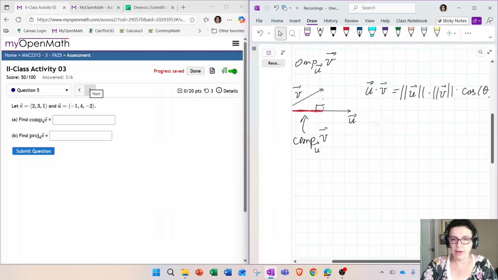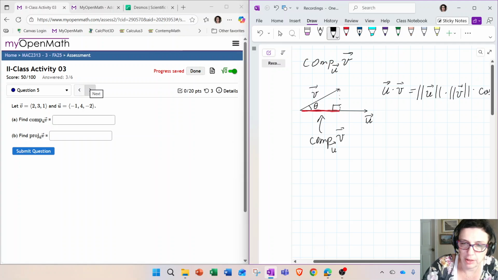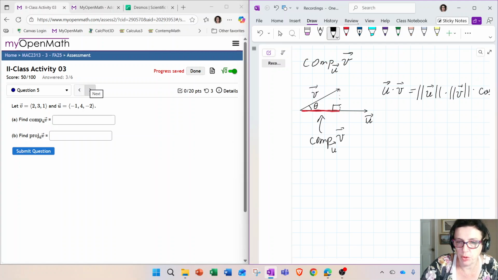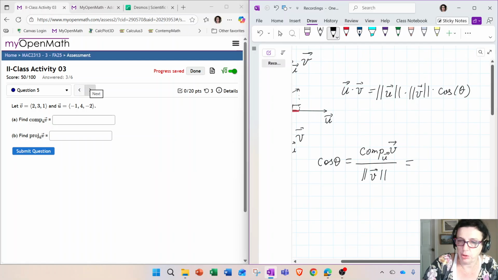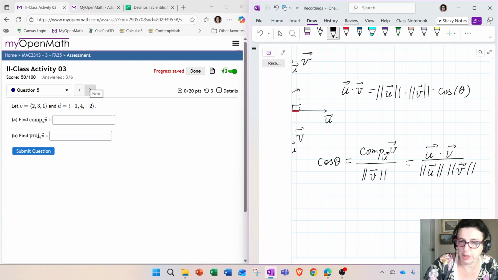And then if this is your angle theta, how do you find the component? Well, you know that cosine theta is the adjacent side divided by the hypotenuse, the red one being the component. But what is the hypotenuse? The magnitude of v. And if you know that cosine theta is the dot product divided by the magnitudes of u and v, then from here you can figure out the component by multiplying both sides by the magnitude of v.